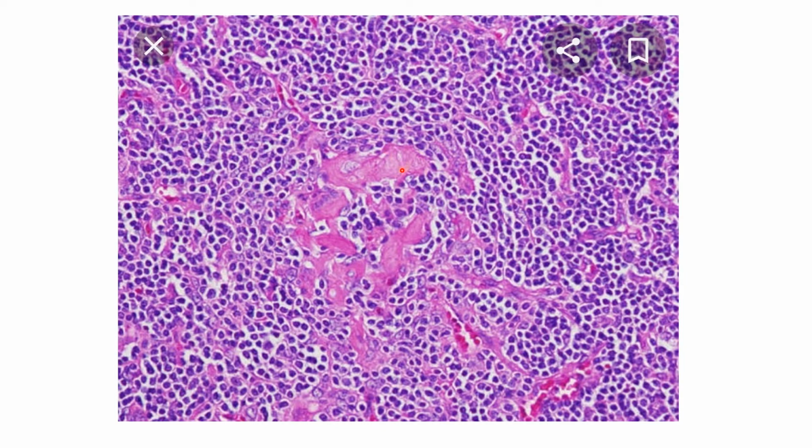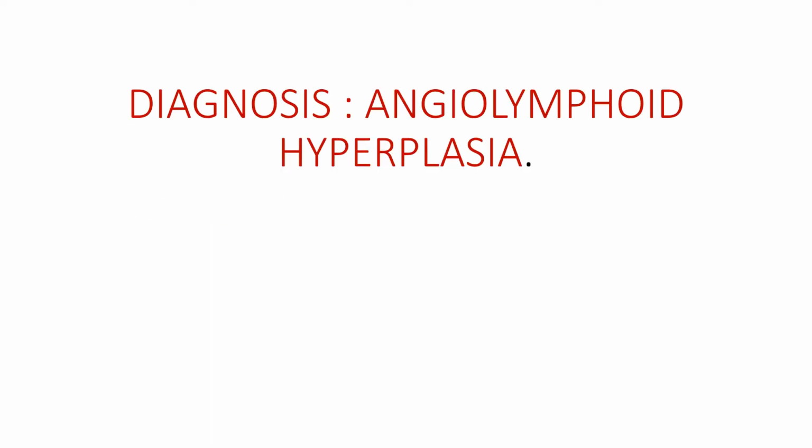Amidst are seen thick and thin walled proliferating vascular channels surrounded by mixed inflammatory infiltrate predominantly composed of lymphocytes and plasma cells with some eosinophils. The endothelium of the vascular channels shows vesicular nuclei with vacuolated acidophilic cytoplasm. Also seen are some dilated, congested blood vessels. Diagnosis was angiolymphoid hyperplasia, or angiolymphoid hyperplasia with eosinophilia.